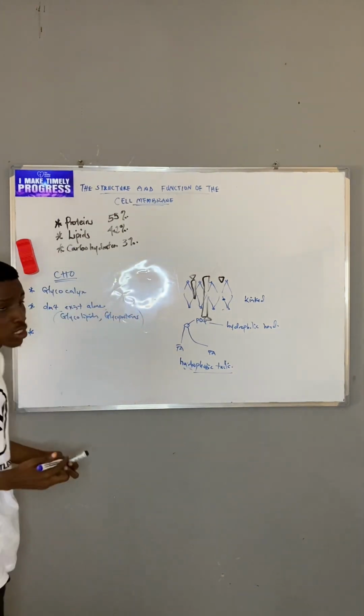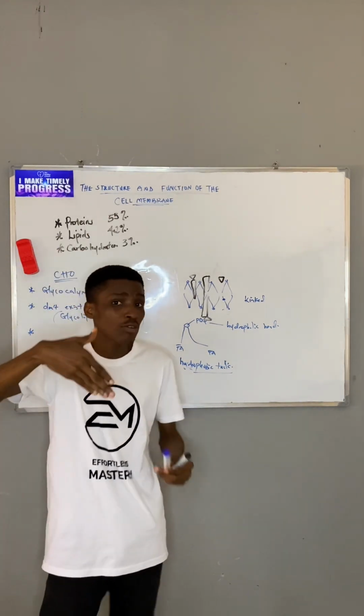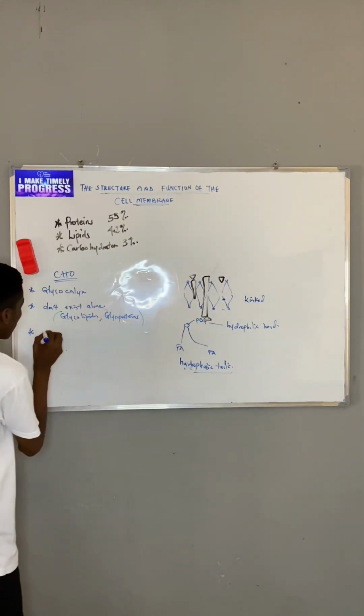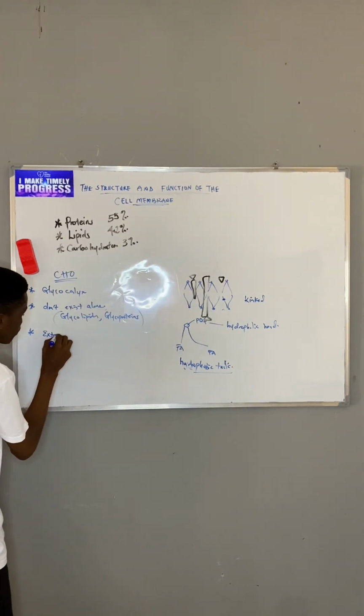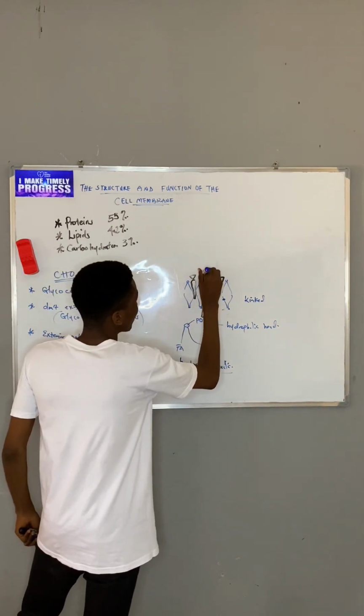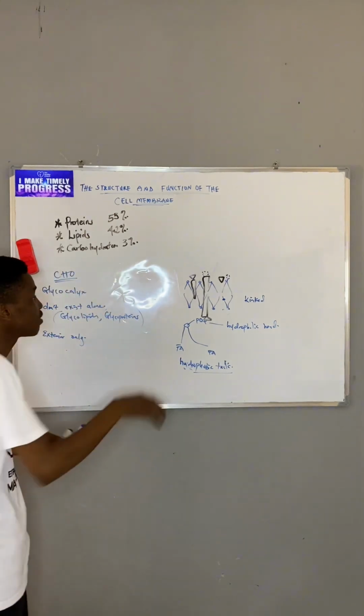Now, what else can I mention about carbohydrates? Carbohydrates are found only on the exterior. I don't see carbohydrates on the internal surface of the membrane. It will only be on the external surface. So I can have carbohydrates on lipids, and I can have them on proteins.